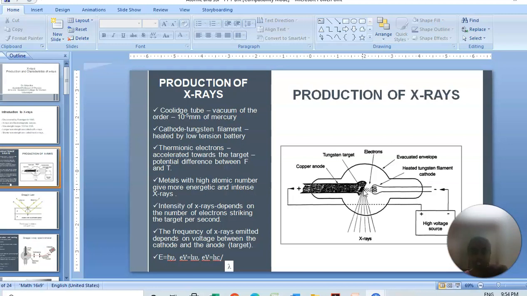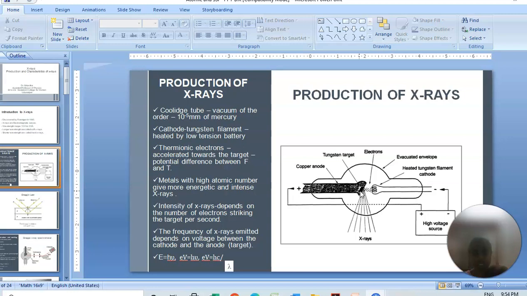That is, it should have a high melting point and a high atomic number. Metals with a high atomic number give more energetic and intense X-rays when used as a target, compared to tungsten material. Then in the Coolidge tube, the intensity and the frequency of X-rays can be easily controlled.